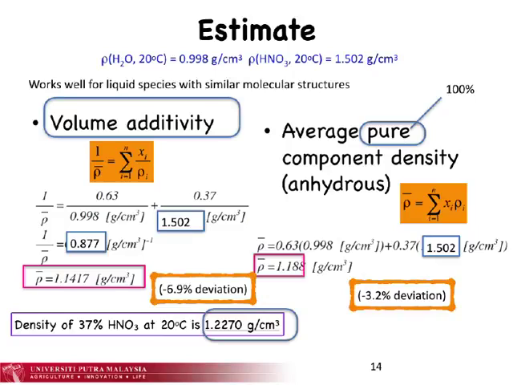Taking the two values found from the handbook as the true value, the estimation errors for 37% nitric acid were found to be 6.9% and 3.2% respectively.